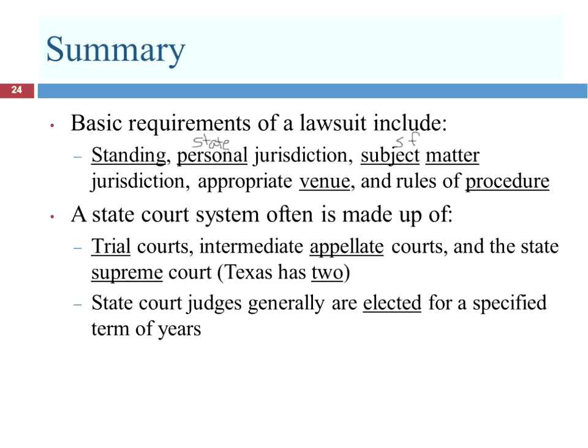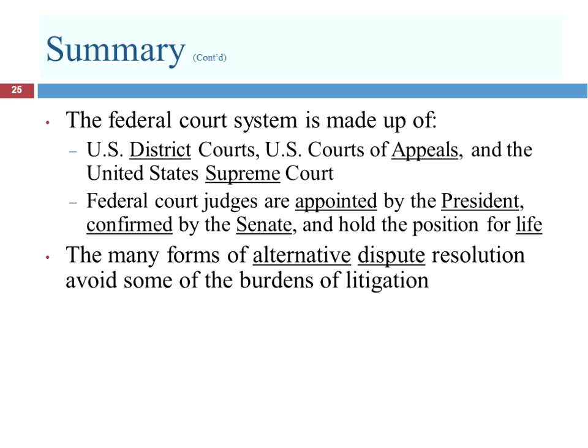We talked about our state court system, which has trial courts, which, if they're courts of general jurisdiction, are called district courts. We talked about the intermediate courts of appeal, and we talked about the two highest courts in Texas, the Texas Supreme Court and the Texas Court of Criminal Appeals. We talked about the fact that in Texas, state court judges are elected, also Texas appellate judges are elected, and Texas Supreme Court justices and Texas Court of Criminal Appeals justices are also elected for 4-year terms.